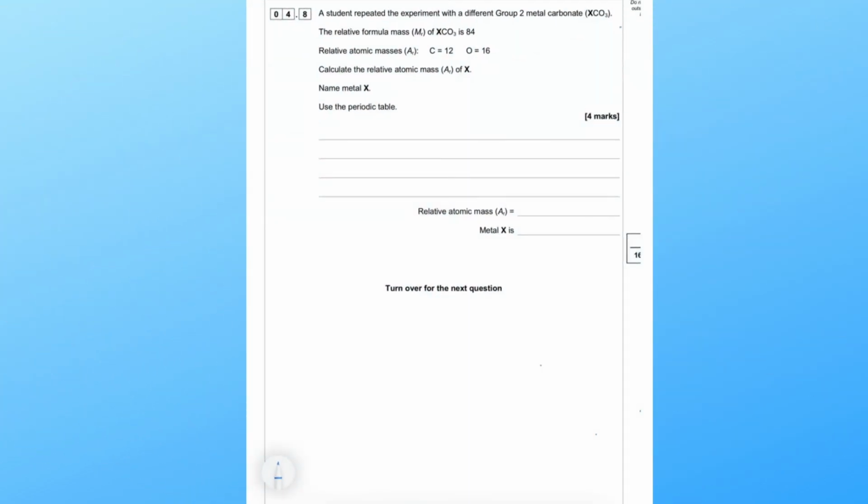The student repeated the experiment with a different group 2 metal, XCO3. The relative formula mass of XCO3 is 84. The relative atomic mass of carbon is 12 and oxygen is 16. Calculate the mass of X, therefore name the element X.